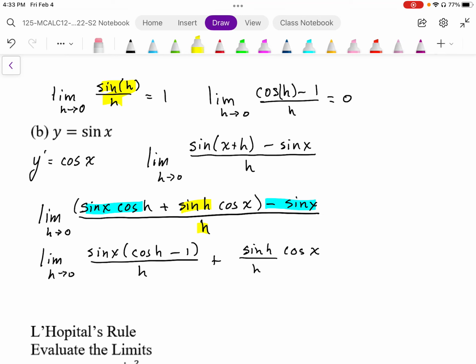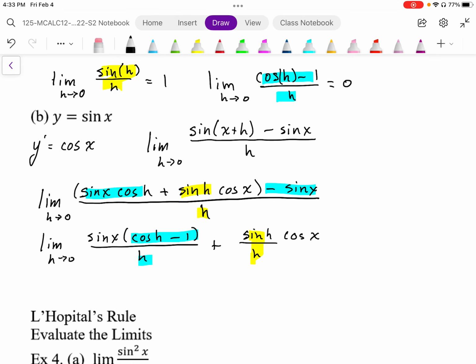Okay, so I've now generated those identities. Here's the identity that I wanted. Here's the other identity over here that matches this one. Okay, so then now I can evaluate this. So limit as h approaches 0, I can actually evaluate this limit. So this becomes sine x times, well, that one ends up being equal to 0, plus, that's equal to 1. And then we end up with cos x. So this becomes cosine of x. And that's how we can use identities to generate the derivative of sine x.